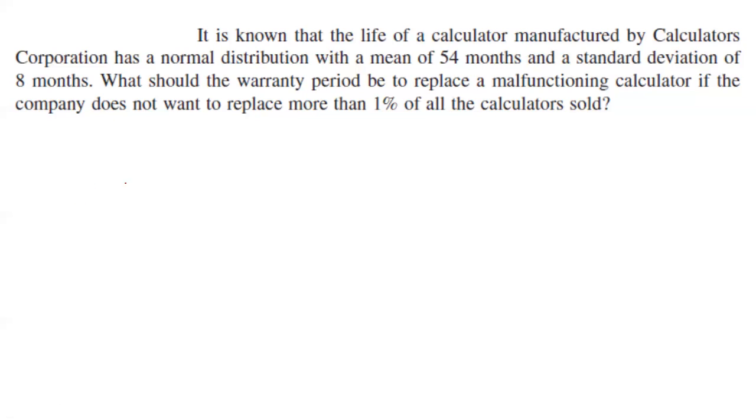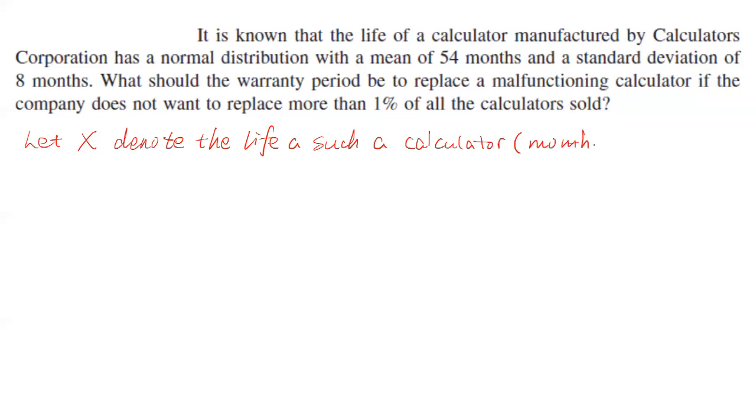Okay, let's have a look at how we can solve such a question. First of all, as usual, we have to list the random variable here. Let x denote the life of a calculator. x has a unit of months. Then it tells us that x follows a normal distribution. First parameter is 54. Second parameter is 8 squared.